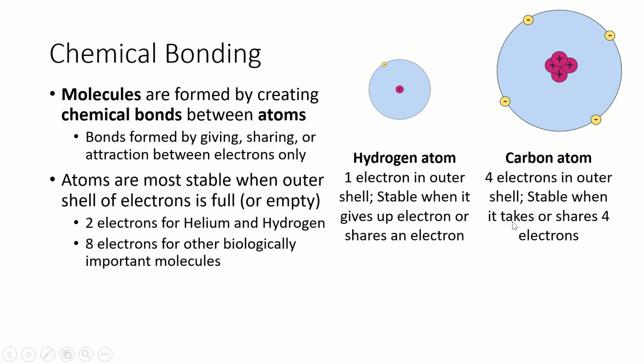Carbon has 4 electrons in its outer shell. So it's stable when it takes or shares 4 electrons. It almost always shares. It's very, very rare for carbon to just take.